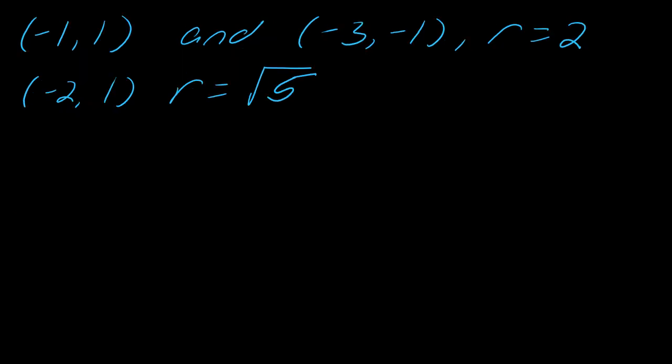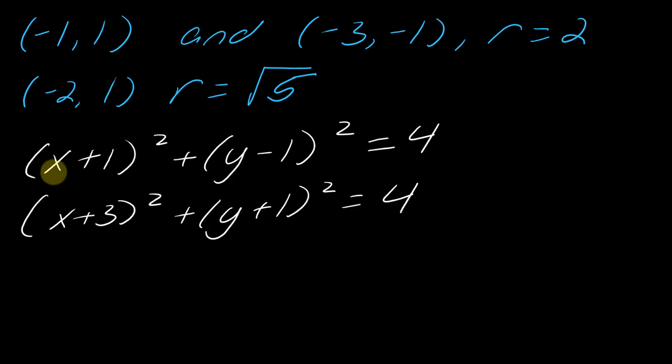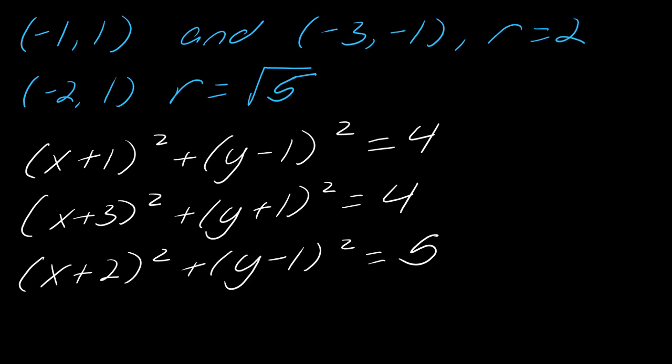So just to summarize all that information, you're going to write 3 equations of circles, which I would recommend that you pause and do here. You know me, I always say math is not a spectator sport. So I would say go ahead and do that. So the first 2 equations are going to look like this: (x + 1)² + (y − 1)² = 4. Remember, you square the radius, so that's going to equal 4. And then (x + 3)² + (y + 1)² = 4. And then (x + 2)² + (y − 1)² = 5.